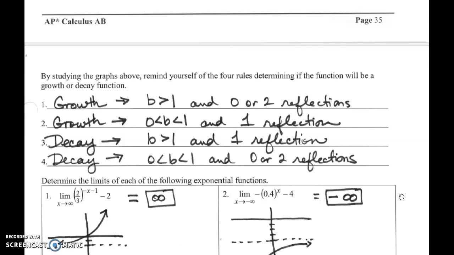So decay is just the opposite. We're just flipping things around. So if the base is smaller than 1, that's typically a decay function with 0 or 2 reflections. And if the base is larger than 1, it has to have exactly 1 reflection. Again, pause the video if I'm going too fast. Copy this down. These are your notes, whatever you need.